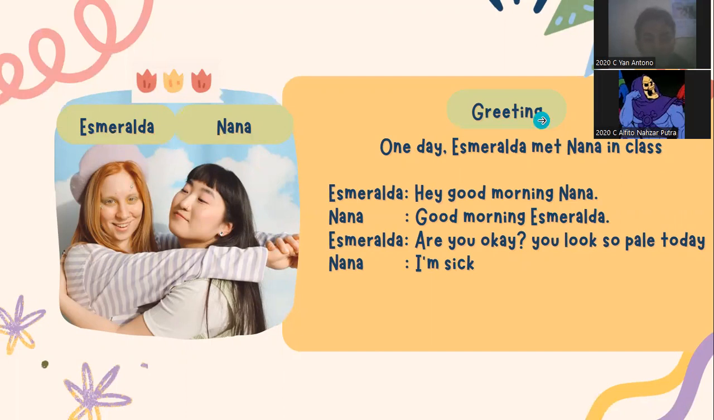Okay. So, here you can see there are two people in this example, Esmeralda and Nana. One day Esmeralda met Nana in class. What is Esmeralda saying? Could you read it? Siapa yang bisa membacanya? Ayo. Esmeralda said, "Hey, good morning, Nana." And Nana said, "Good morning, Esmeralda." Okay, where is the greeting? Sapaannya yang mana? Who is greeting? Siapa menyapa siapa? Esmeralda. Okay, good.